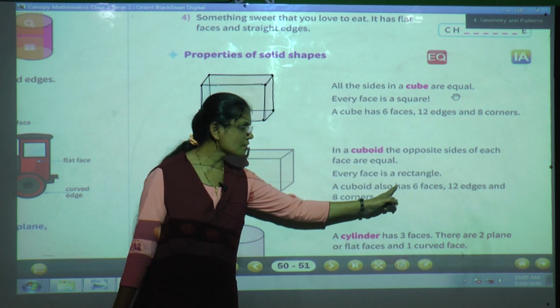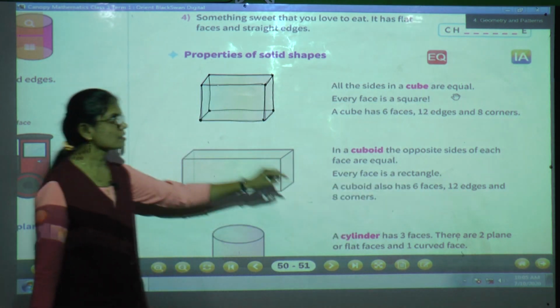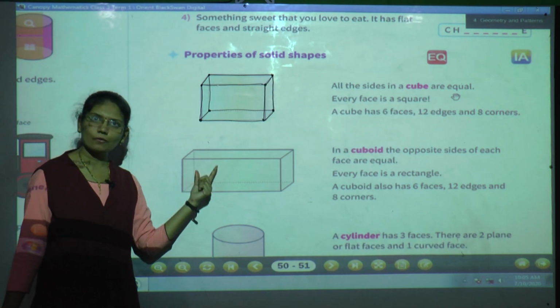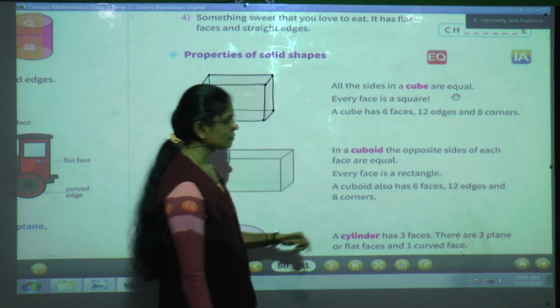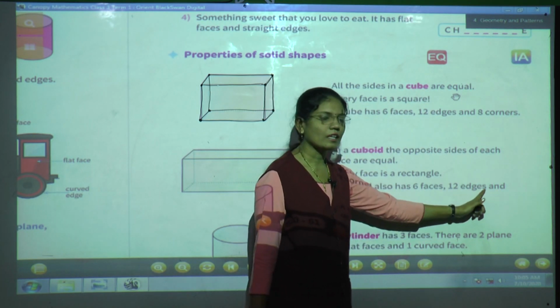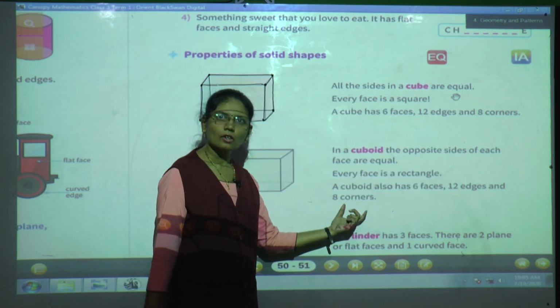A cuboid also has 6 faces, like a cube. Then it has 12 edges. A cuboid also has 12 edges and 8 corners.